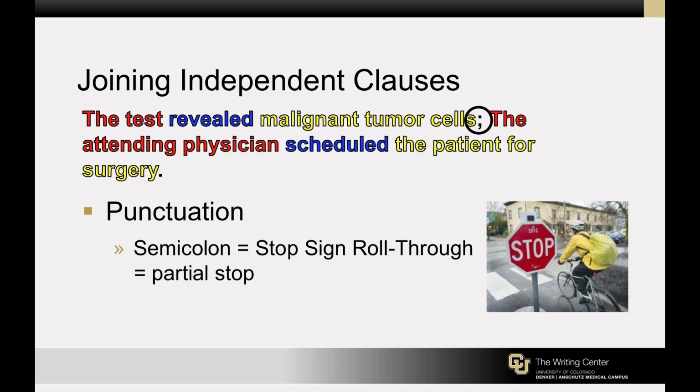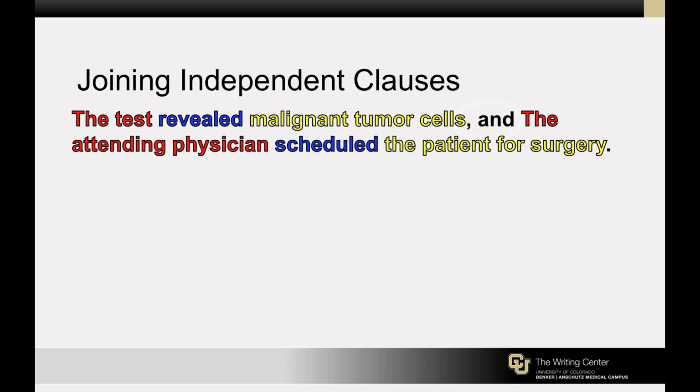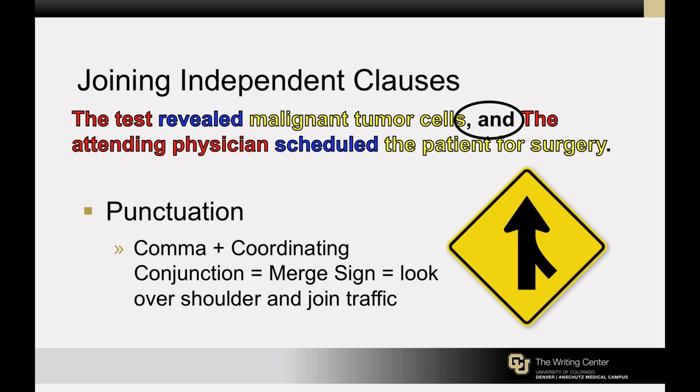But what if alongside changing the tempo with which our readers move through our clauses, we also want to convey a more specific relationship between the two clauses? Then we have a third option, joining the two independent clauses with a comma and a coordinating conjunction. In this case, rather than stopping at a red light, a period, or rolling through a stop sign, a semicolon, readers slow down at a merge sign, a comma and coordinating conjunction. The comma coordinating conjunction asks readers to look over their shoulder at the first clause before merging it with the second clause.